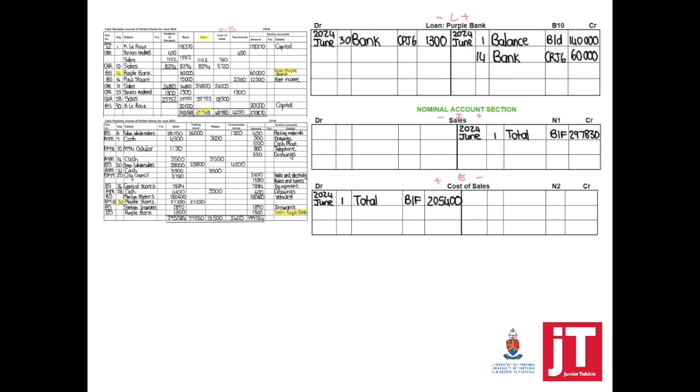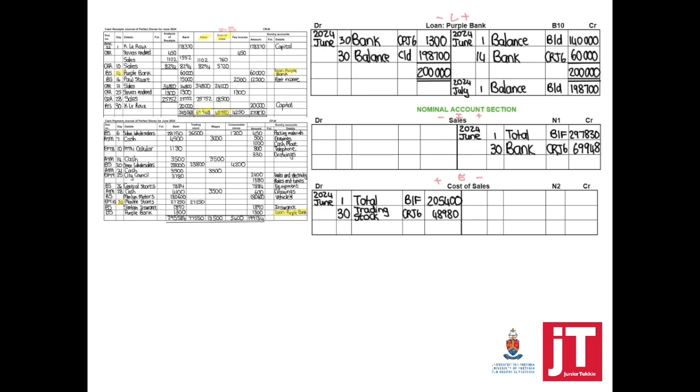Posting from the cash receipts journal, sales is going to be credited at the end of the month. Cost of sales is going to be debited. Please take note. Cost of sales, my contra account is trading stock. Trading stock was credited. Cost of sales is debited. At the end of the month, we need to balance this, starting with the loan. Take the credit side minus the debit side, and that is my new balance. This is the amount which we owe on the 1st of July 2024.